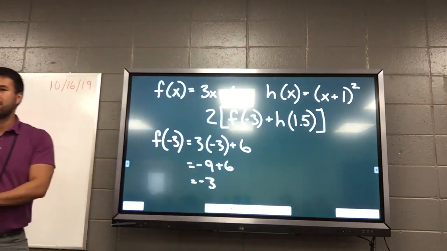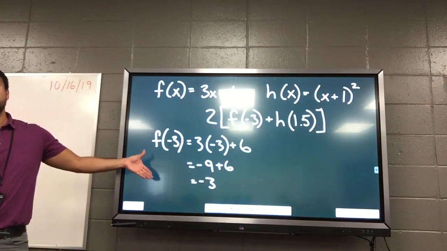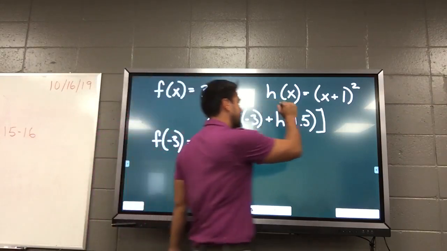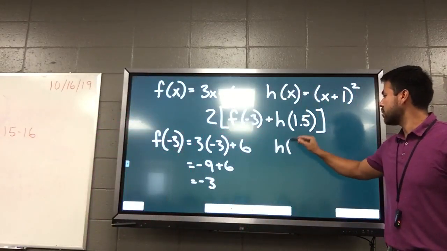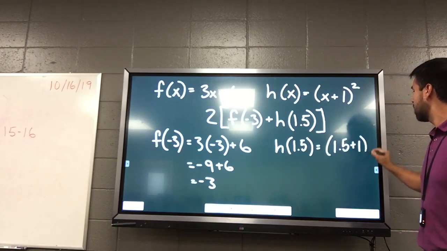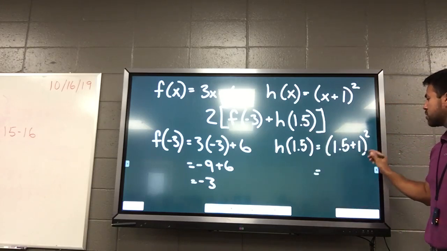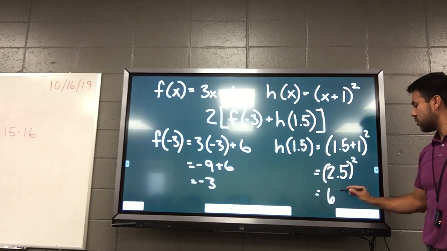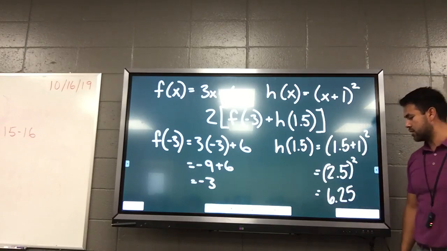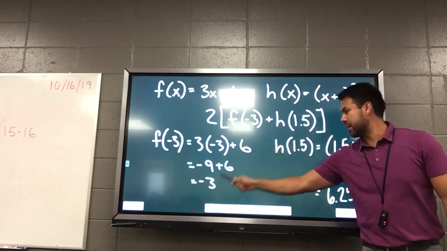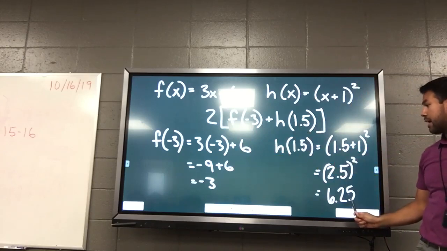What's the ordered pair right here? Negative 3, negative 3. That's the ordered pair. All right, and then to find the h of 1.5, you're going to substitute 1.5 for x in the other equation. So 1.5 plus 1 is 2.5. 2.5 squared is 6.25. What do you do with those two numbers? Add them. It said to add the f of negative 3 and the h of 1.5 together.